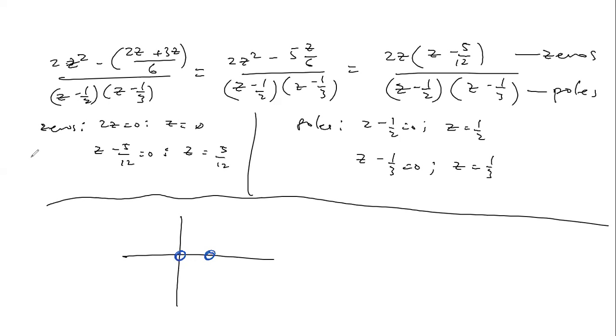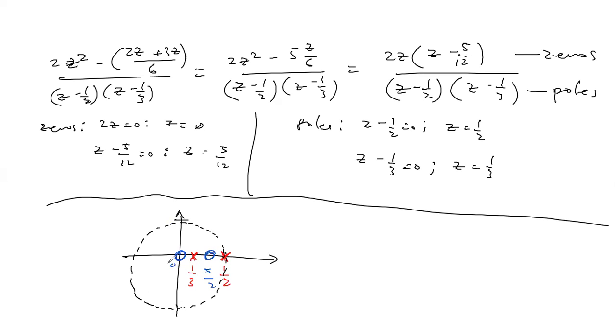Now we also have a pole at half. So 5 over 12 is less than half. So let's say this is half, 1 over 2. Then we also have a pole at 1 over 3. So 1 over 3 will be somewhere around here. And this is 5 over 12. This is 0, right? And we already know that the region of convergence does not include poles. So the region of convergence is going to be somewhere around here. It's a circle, don't forget.